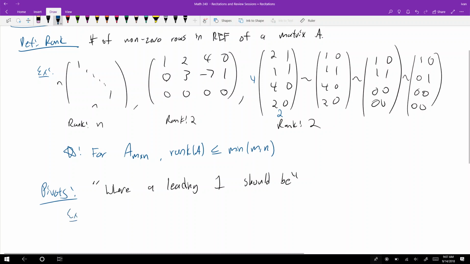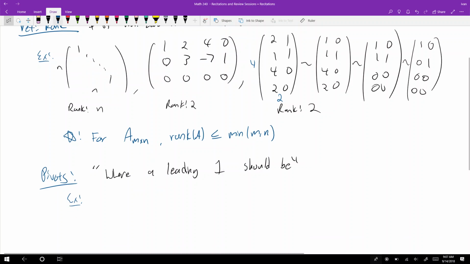Again, let's look at some examples, and it'll be a lot clearer. So let's just take this 3 by 3 identity matrix. Where are my pivots? They're on the diagonal, right? It's going to be that one, and that one. So it's where the leading ones should be. In this case, I actually have leading ones, so leading ones are where leading ones should be.